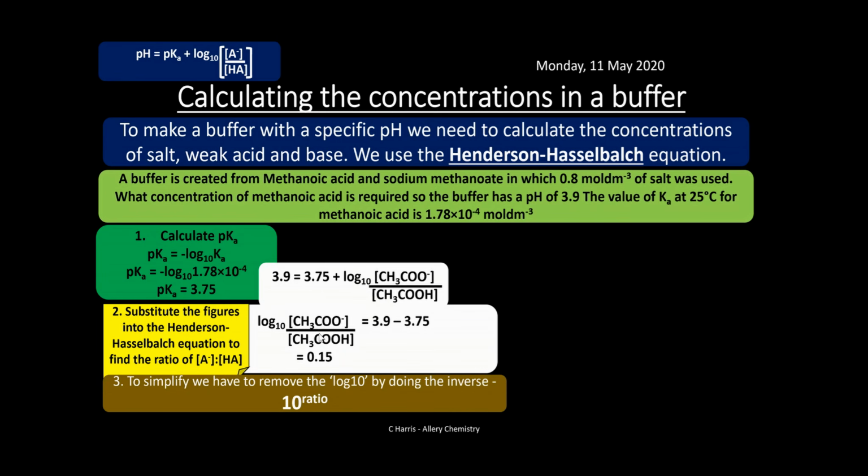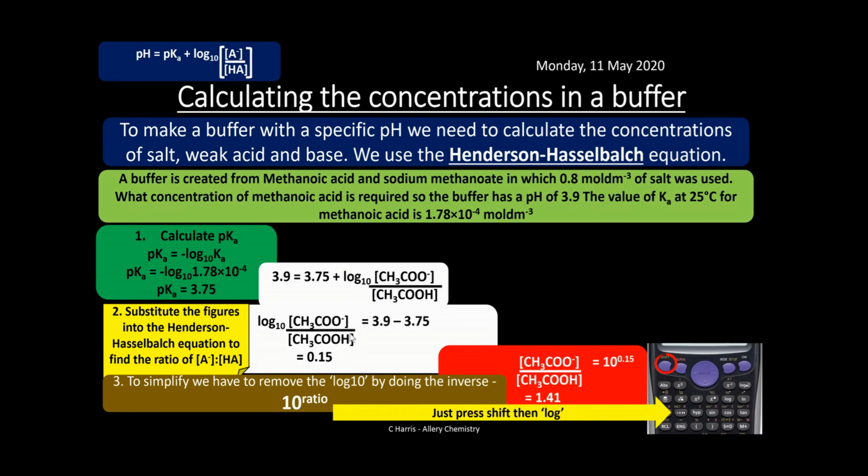To simplify this further, we have to remove the log 10 bit, because that's just ugly. We don't want that bit there. So we do the inverse of the log 10. This is 10 to the power of the ratio, which we've just worked out there, which is 0.15.